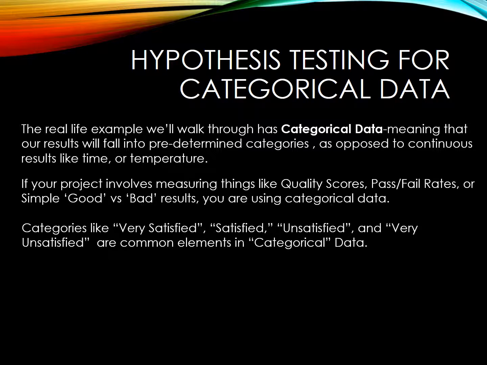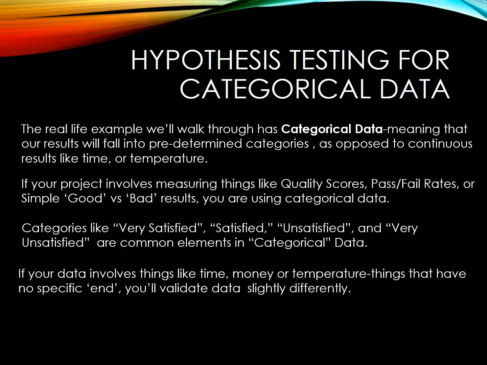If you're doing customer surveys as your primary metric, and you're looking at categories like very satisfied, satisfied, unsatisfied, very unsatisfied, those are categorical data points. If you're measuring something like time or money or temperature, things that don't have a specific end, and there isn't a specific number of categories that your results will fall into, you're going to do things slightly differently. We're going to use categorical data in this example.